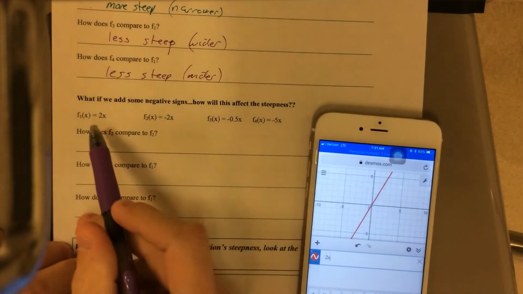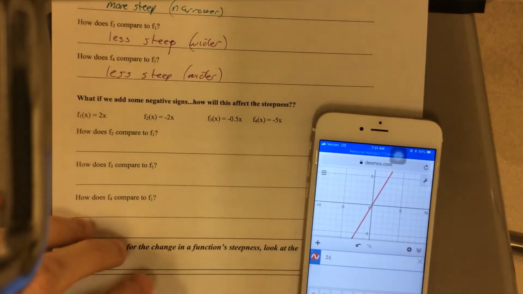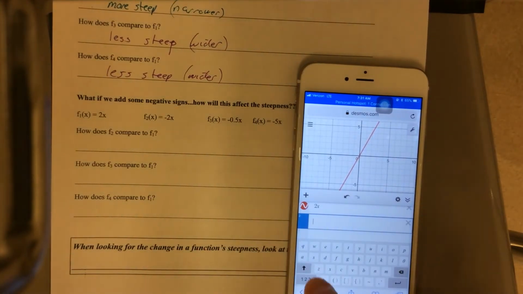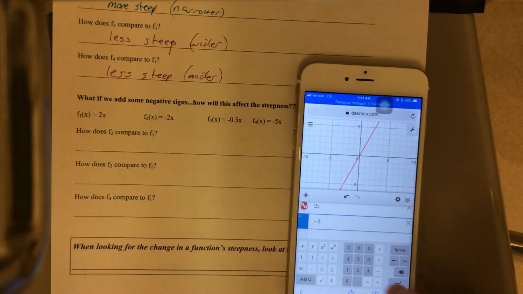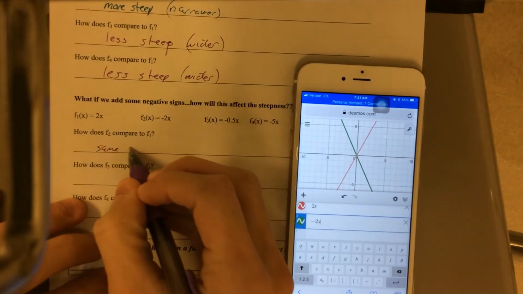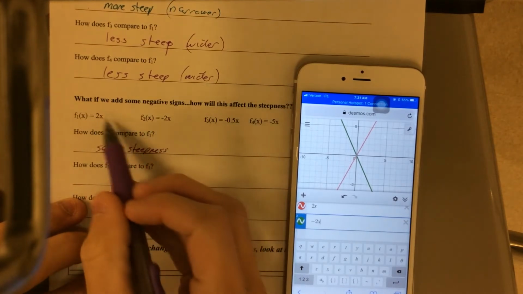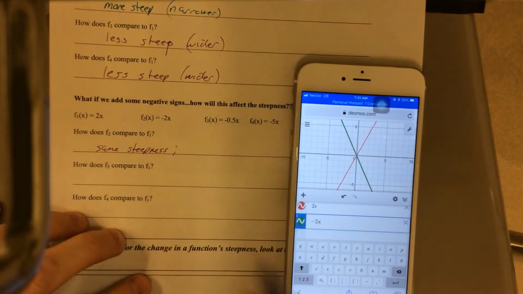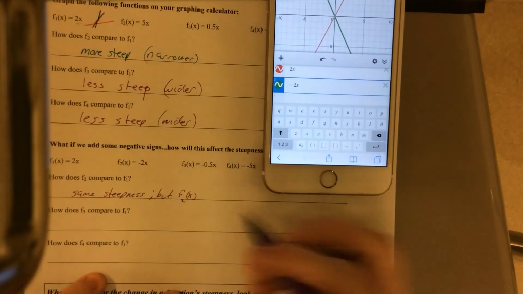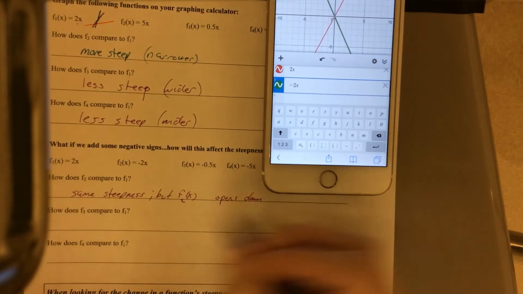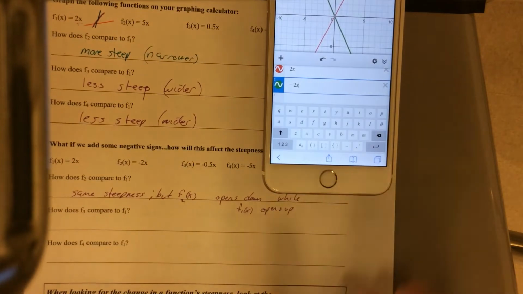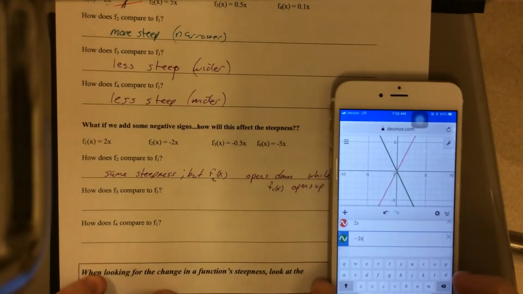We still have f of x, f1, the first one. That's all that means. We're just signifying which one's the first one. So still f of x is 2x. I got that one right there. So let's do negative 2x. Okay? So it's still got the same steepness in comparison to f1. So they're the same steepness, but we'll say f2 of x opens down, while f1 of x opens up. So f1 of x, in other words, is going in a positive direction. We know it's increasing.